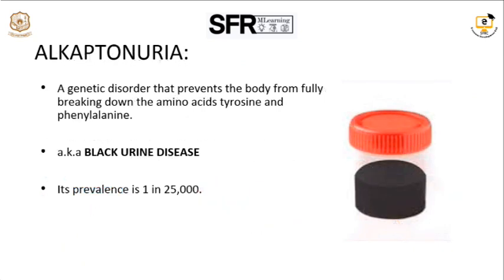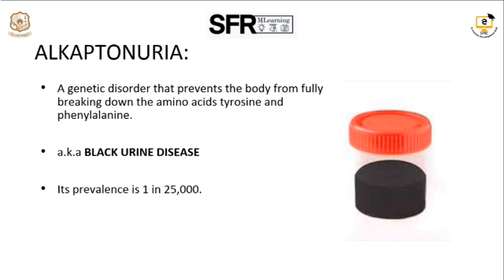This is a genetic disorder that prevents the body from fully breaking down the amino acids tyrosine and phenylalanine. This phenylalanine and tyrosine conversion is very essential in our body, as it gets converted into melanin, dopamine, serotonin and many such essential neurotransmitters and hormones that are essential in our body.